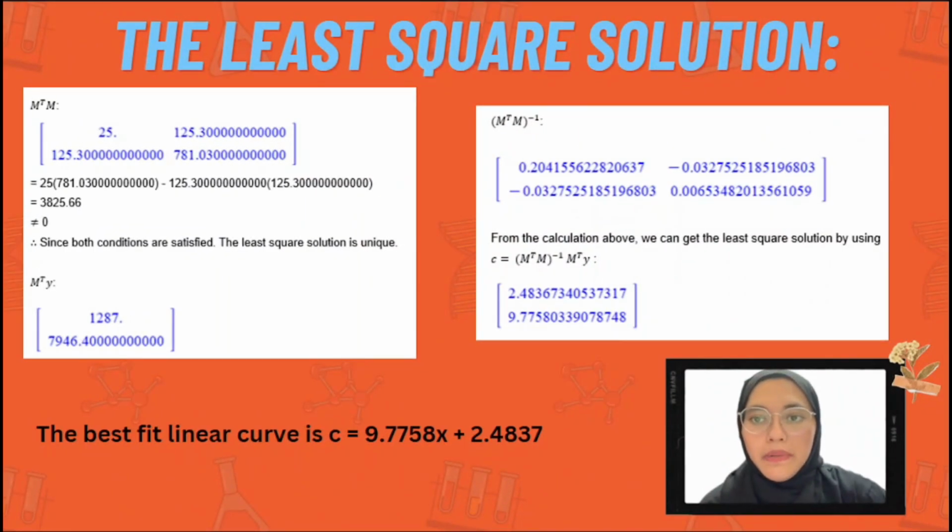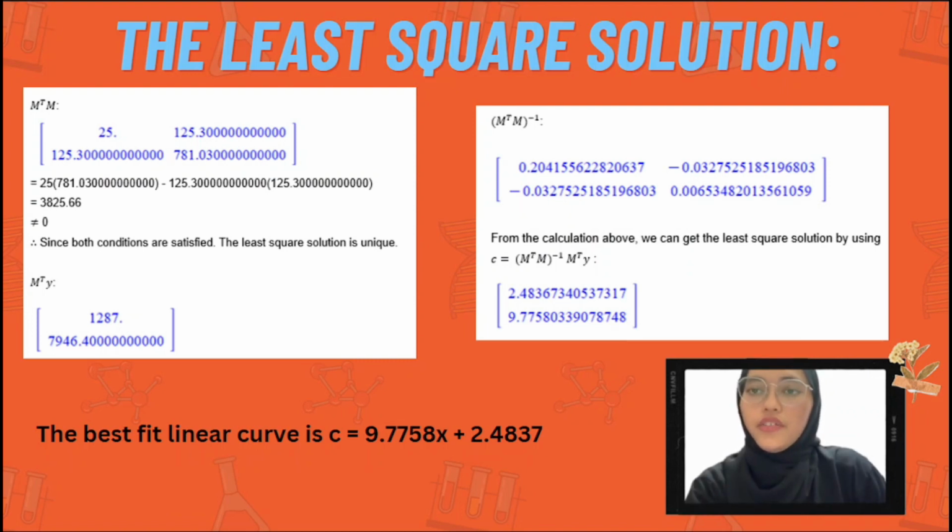Next, we need to multiply M transpose with M. The dimension of M transpose M is 2 by 2. After that, we need to check whether the condition is satisfied. Since the value is not equal to 0, both conditions are satisfied. The least squares solution is unique. Next, we need to find M transpose multiplied with Y. The dimension of M transpose multiplied with Y is 2 by 1.